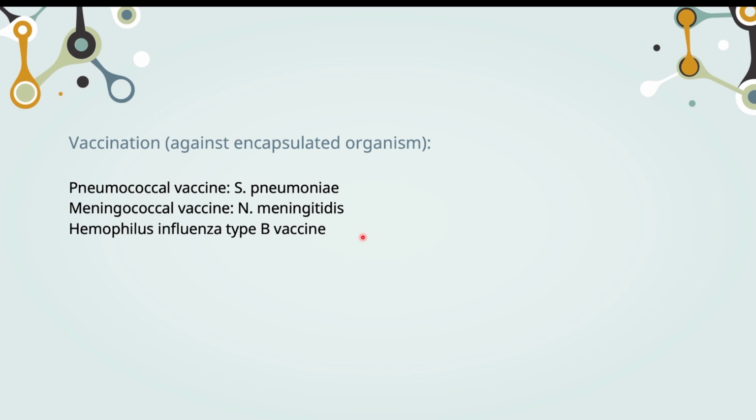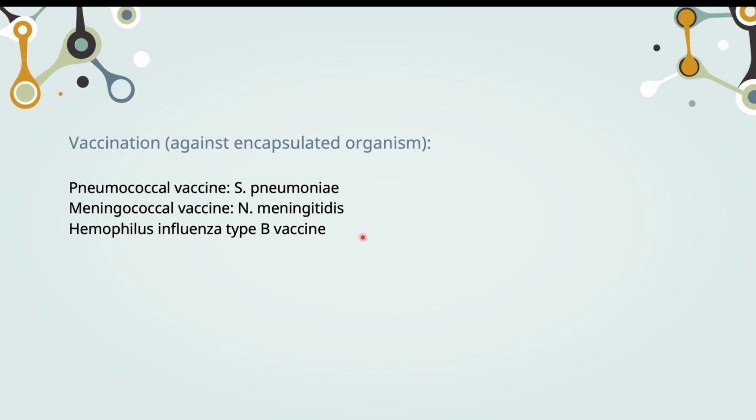Like I said earlier, encapsulated organisms are destroyed by opsonization and phagocytosis. Without spleen, there's decreased IgM production and there'll be decreased opsonin, all right? So there's a risk of encapsulated organism infection.